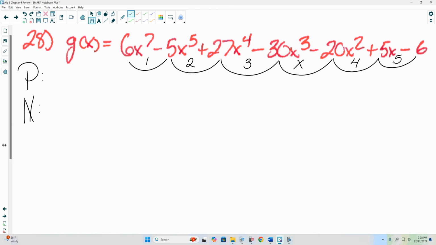So the number of positives, the most that we could have is 5, or an even number less than it. So if we subtract 2 from 5, we get 3. We can subtract 2 again, we get 1. If we subtract 2 again, we go negative. It can be 0, just can't be negative.